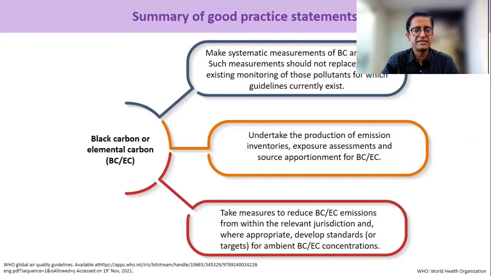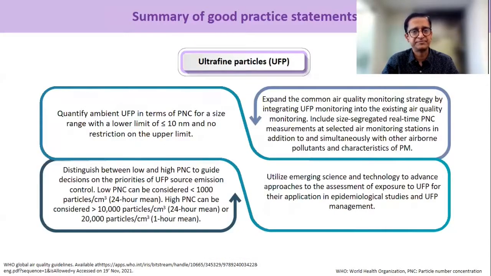The other good practice statement is about black carbon or elemental carbon emission. The World Health Organization recommends that systematic measurements of these should be done. They should not reduce existing monitoring of pollutants that are there in the guidelines already, but these are add-ons. We should have production of emission inventories, and the measures to reduce the black carbon and the elemental carbon should be within jurisdiction, and appropriate standards should be developed nationally.